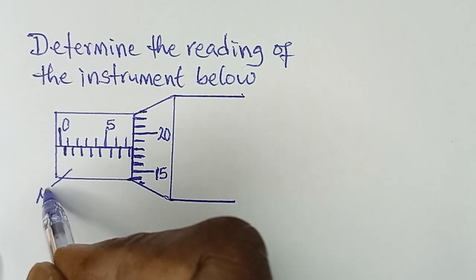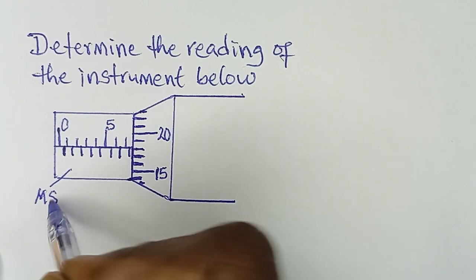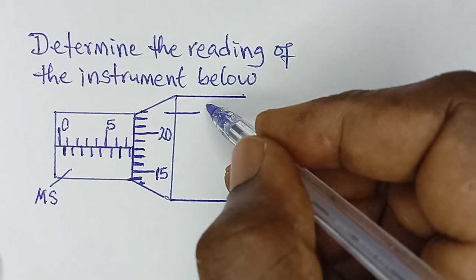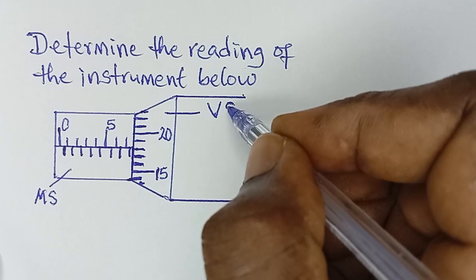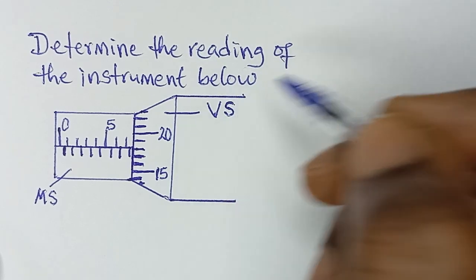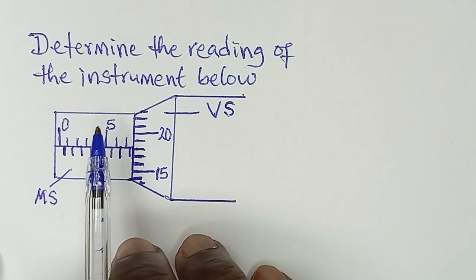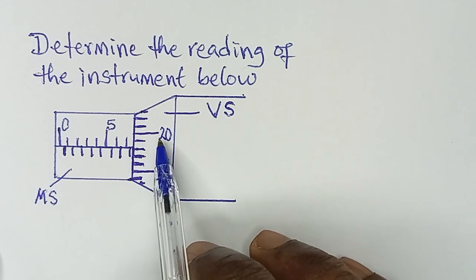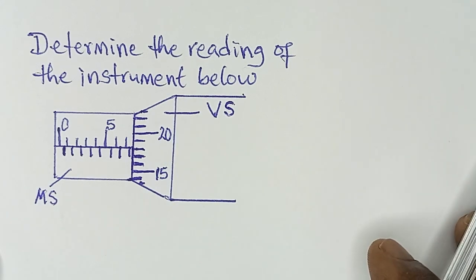scale. This is the main scale. I'll call it MS. And then we also determine the reading of the vernier scale. I call it VS. Vernier scale. So we have to get the reading of the main scale and add it to the reading of the vernier scale to get our final answer.